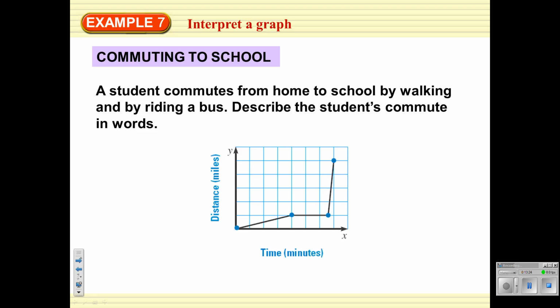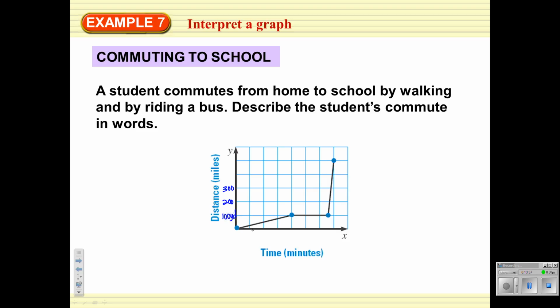All right, and the last little bit, a student commutes from home to school by walking and by riding a bus. Describe the student's commute. This is a little bit interesting. Okay, here is how far they're traveling. How far they go up is how far they travel, and this is the time it takes. So, like, let's just say if this is 100 yards. Okay, so this would be 200 yards and 300 yards. Okay, think of it that way. I don't know exactly what it is, but let's just give it a picture.